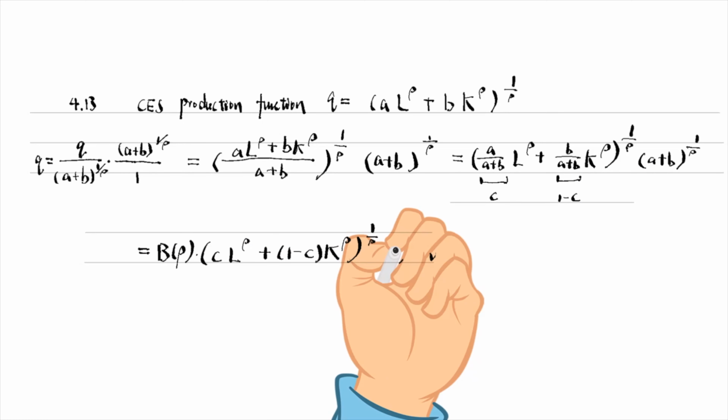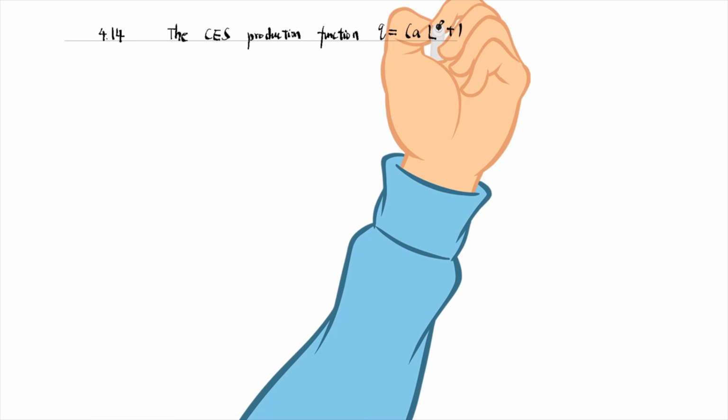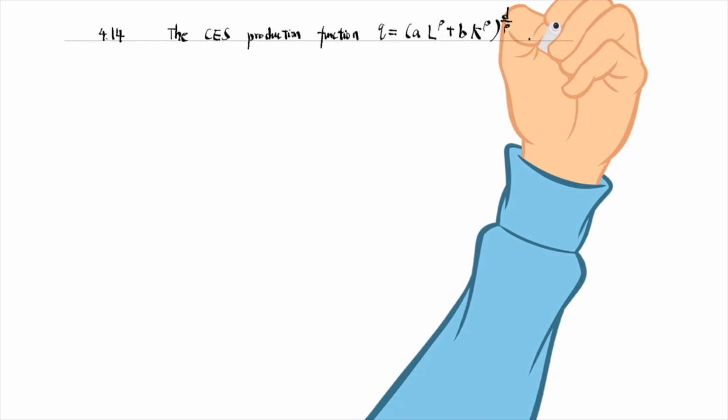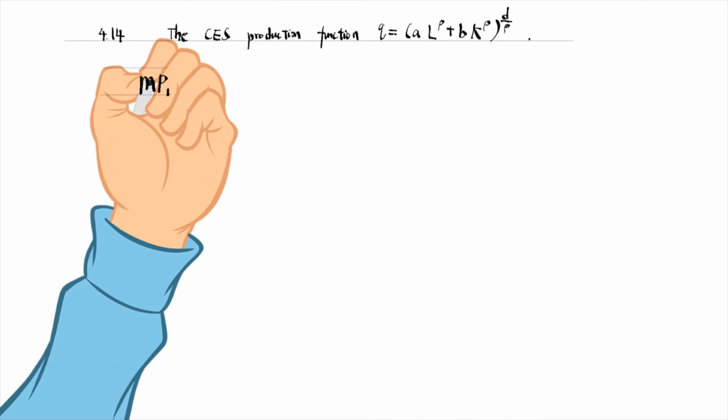Let's solve exercise 4.14. What is the marginal rate of technical substitution of the CES production function? We calculate the marginal product of labor and the marginal product of capital, and then use the formula for the marginal rate of technical substitution to cancel some terms and obtain the answer.